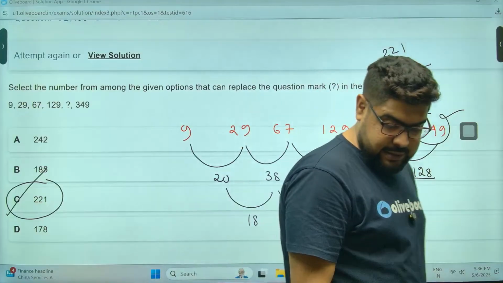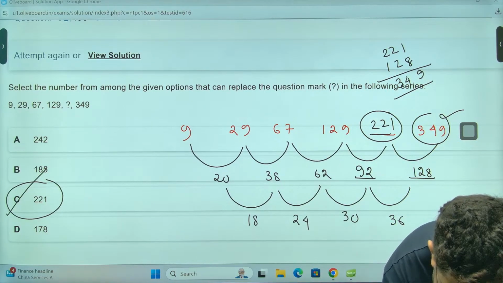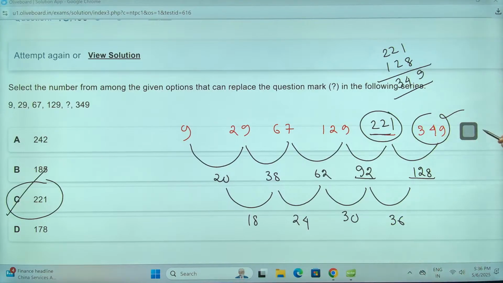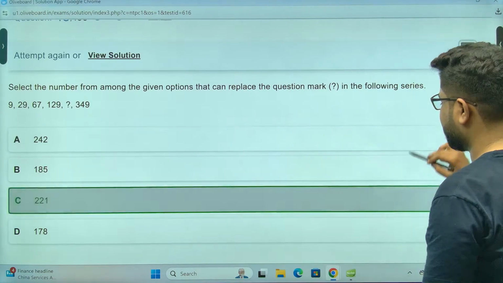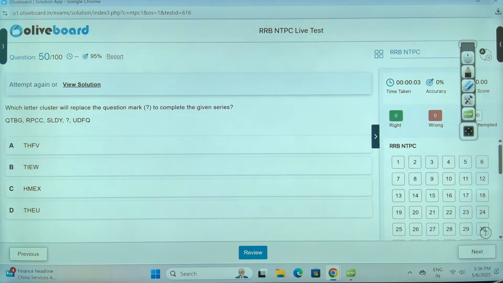Option number C, 221 is the answer. Yes, Sashi. 221 is most definitely your correct answer, sir. Very, very simple. It's a double difference question, a little tricky, but not very much.